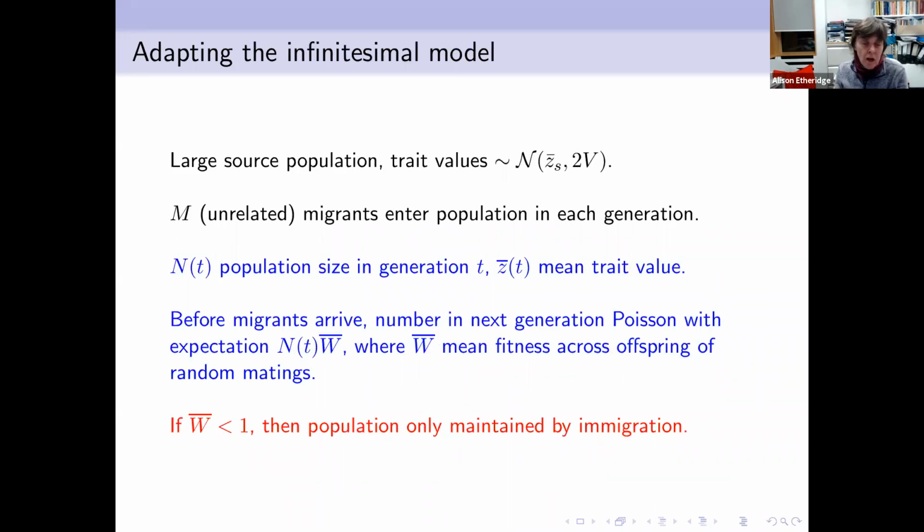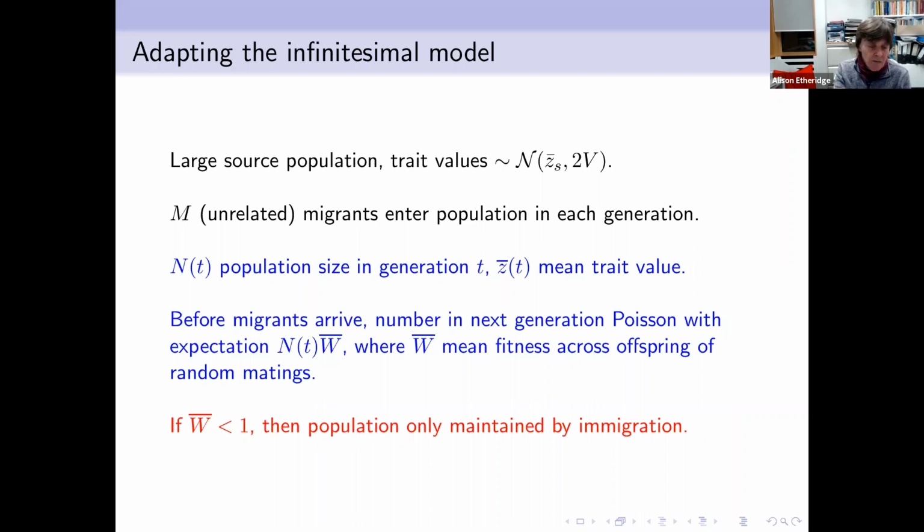So we've got a large source population, and we're going to suppose that the trait values are normally distributed with mean Z_S bar, so S for source, and variance 2V. So remember, Bulmer told us that everything was neutral. It would all look pretty much normally distributed. Now, I apologize that I've used M for migrants when before I used M for numbers of loci. That was me not paying attention. So now I'm going to suppose that M migrants enter my island population in each generation, and those migrants are unrelated to one another. Okay.